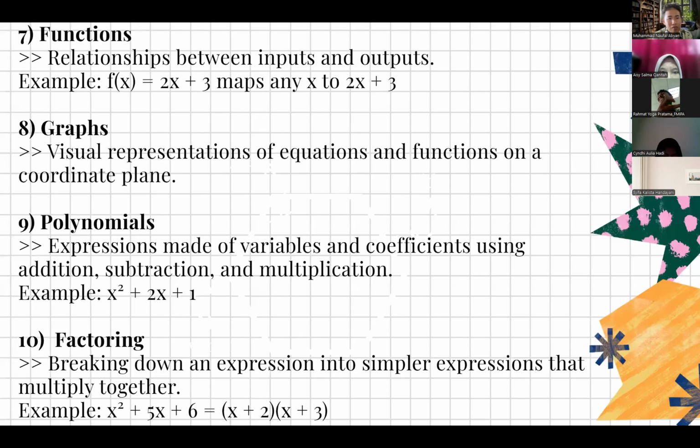And number 10 is factoring: breaking down an expression into simpler expressions that multiply together. For example, x squared plus 5x plus 6 can be factored into x plus 2 times x plus 3. That's all.